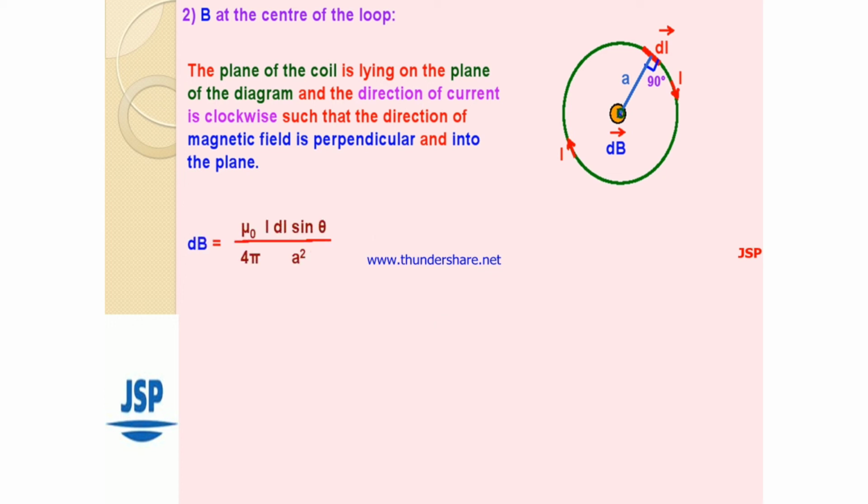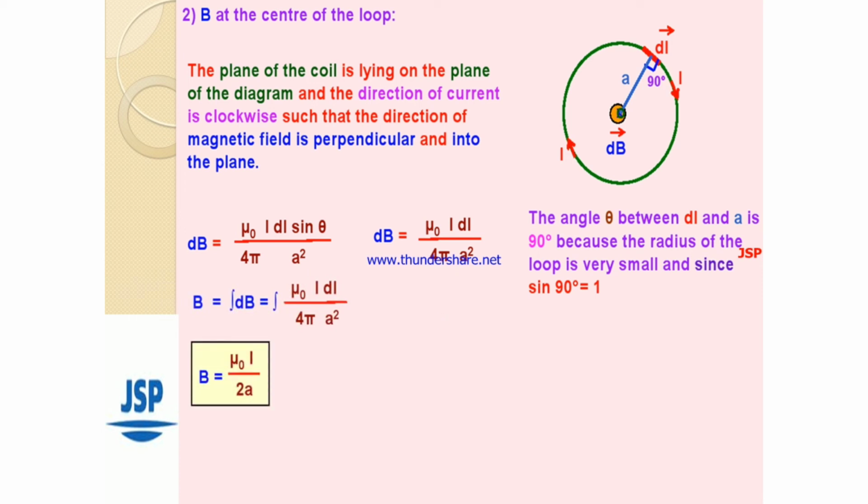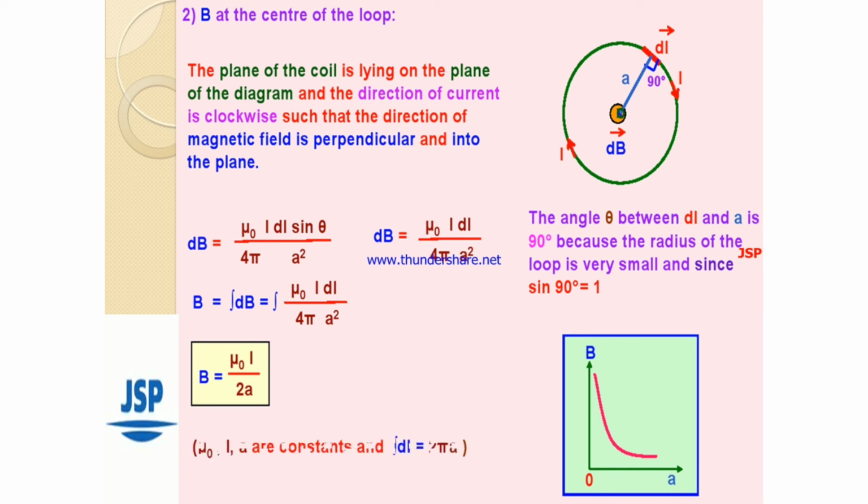That is, dB equals mu naught by 4 pi I dl sin theta by a square, or dB equals mu naught by 4 pi I dl by a square. The angle theta between dl and a is 90 degree because the radius of the loop is very small, and since sin 90 degree equals 1. So now B equals integration of dB, equals integration of mu naught by 4 pi I dl by a square, or B equals mu naught I divided by 2a. Mu naught, I, a are constant and integration of dl equals 2 pi a.